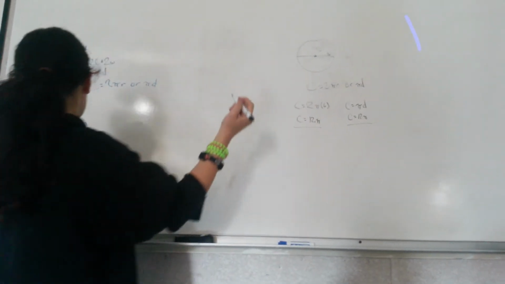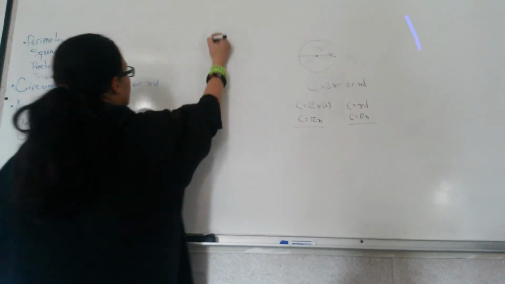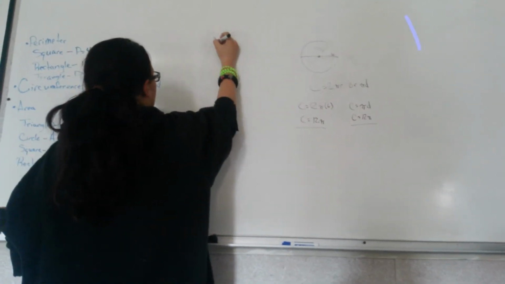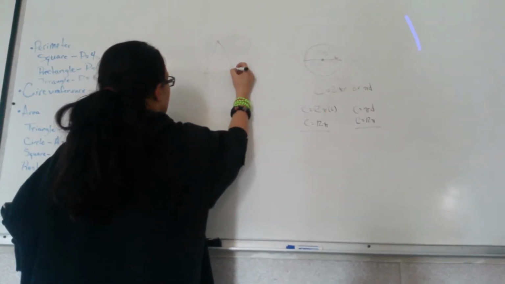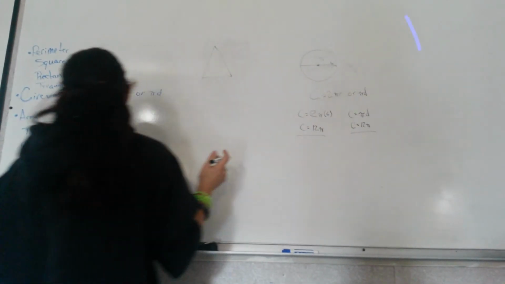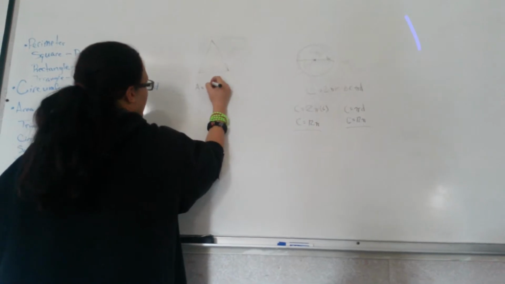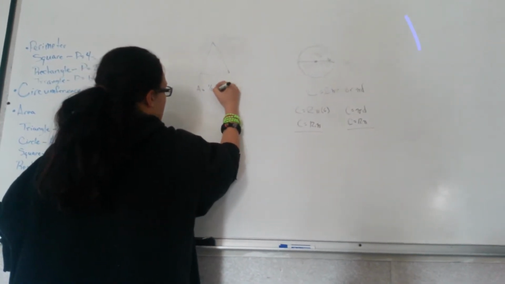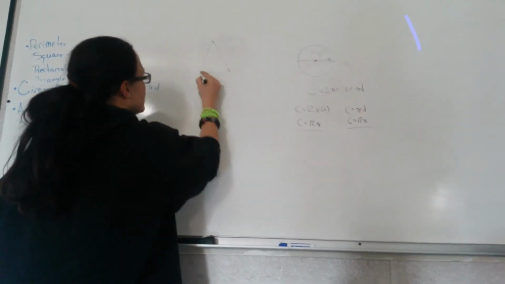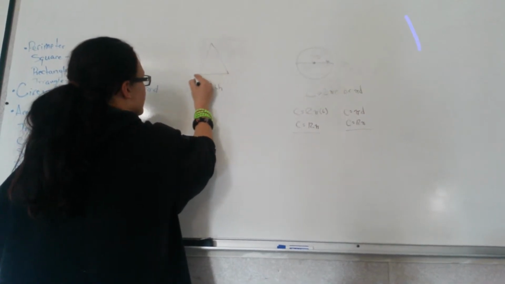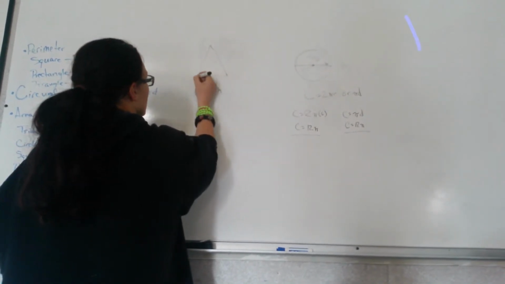Okay, now for the area of a triangle. So, drawing my nice pretty triangle again. I'm not going to label it because I think you get it by now. And our formula is A equals 1/2 base times height. This is going to be your base. It's a very pretty base.